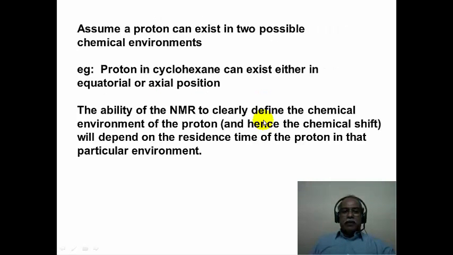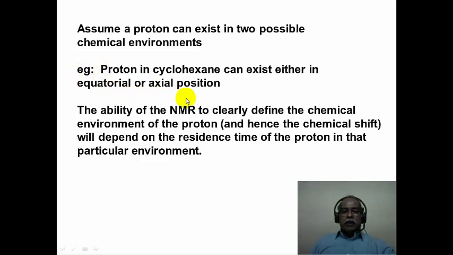Now, let us look at the basic principle behind the study of variable temperature NMR spectroscopy for the dynamic processes of molecules. Now, assume the proton can exist in two possible chemical environments. The example that I would like to cite here is the proton in cyclohexane, which can exist either in the equatorial position or in the axial position. The equatorial position and the axial positions are distinctly different chemical environments as we have seen earlier. So, if NMR can, for example, distinguish whether a proton exists in the axial position or in the equatorial position, that will be a very valuable information in terms of studying the stereochemistry of cyclohexane kind of molecules.